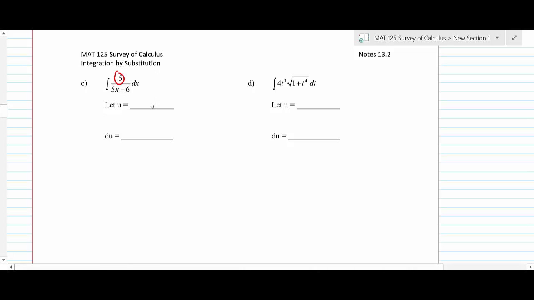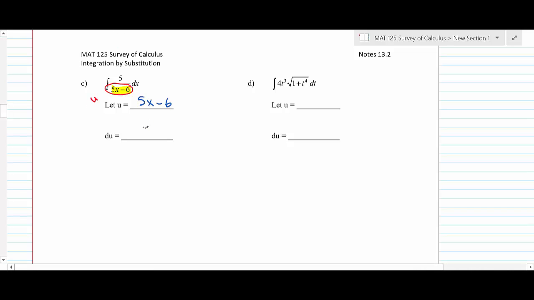And even if you just did 5x, this is where you have to be careful. If you let u be just 5x, well, then the derivative of 5x is 5 dx, but you wouldn't have your 6 accounted for. Everything's got to be accounted for. And you also got to end up with an integral that you know. So let's do it the right way. Let's let u be 5x minus 6. I'm going to highlight that in yellow. That's going to be the u part right there.